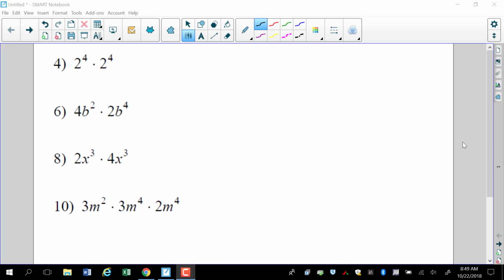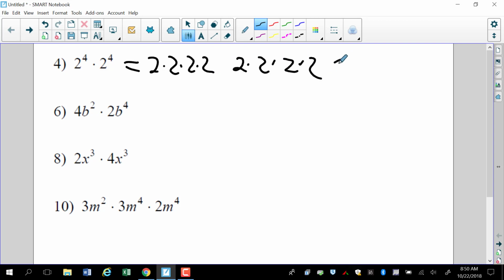So let's start here with 2 to the 4th times 2 to the 4th. This is an add the exponent situation. So it's 4 powers of 2, and then 4 more powers of 2, which gives you 2 to the 8th.